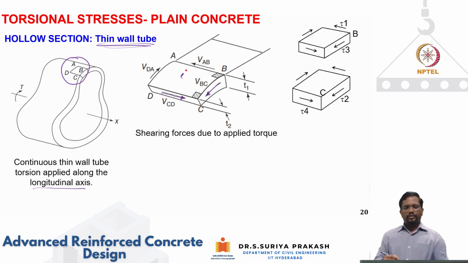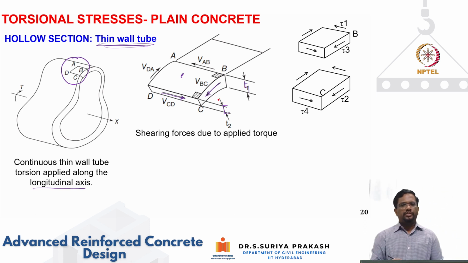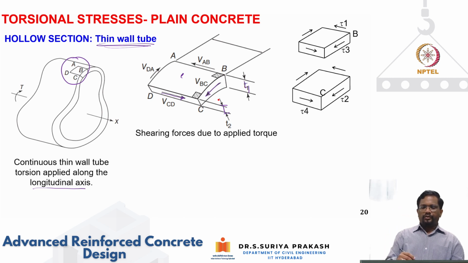Right? So now this tube need not be a constant thickness. At one location you can have T1 like this, and at other locations you can have T2 like this. So the thickness need not be constant. Okay. But however, let's look at now what is the shear stress.